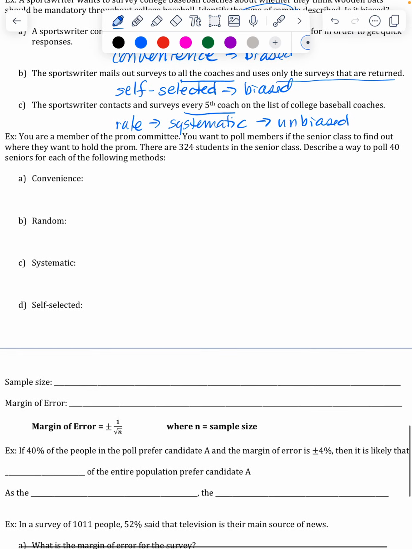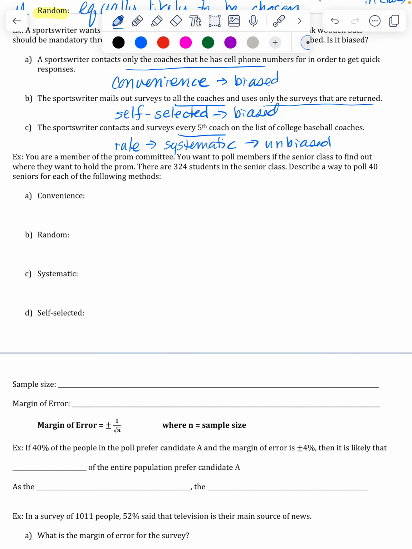All right. You're a member of the prom committee and you want to poll members of the senior class to find out where they want to have the prom. There are 324 students in the senior class. Describe a way to pick 40. That is a convenience sample. I would say that you could here just ask seniors in your classes. So throughout your day, if you have some that are mixed seniors and juniors, and you ask the seniors that you run into, you are going to just ask them, which is going to create bias.